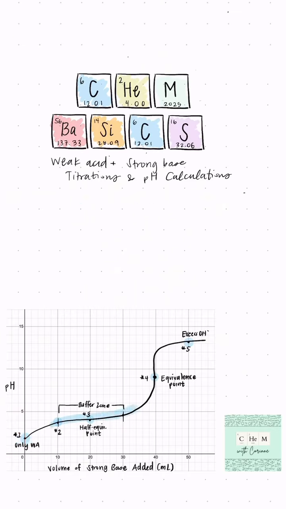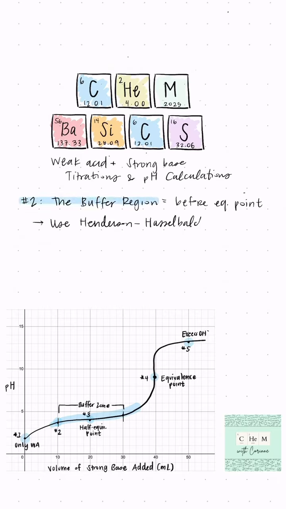Now we're going to move into the buffer region, and this is just any point on the curve before the equivalence point. And in this region, you're going to use the Henderson-Hasselbalch equation, which is just pH equals the pKa plus the log of the conjugate base over the weak acid. You can use the concentration or you can just use the moles. So we're just going to have to use a BCA table, before change after, to find the moles of each of those. pKa is equal to the negative log of that Ka value.